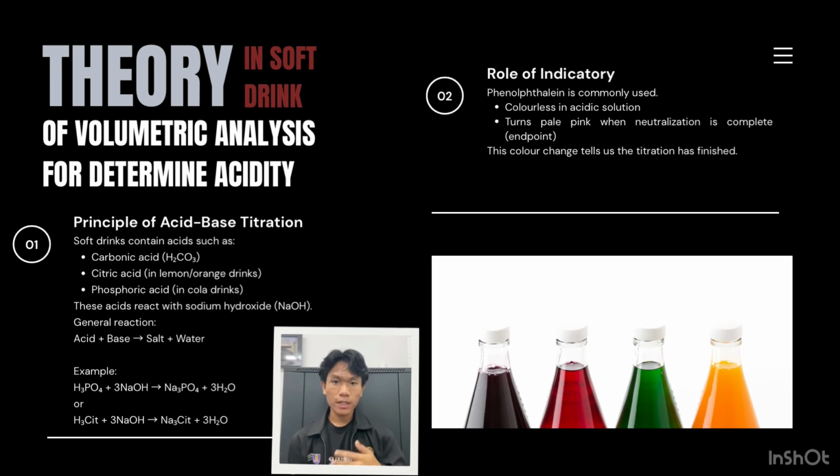To identify the endpoint of the titration, phenolphthalein is used as the indicator. It is colorless in acidic solutions, but it changes to a faint pink color when the solution becomes slightly alkaline. This permanent pale pink color indicates that the neutralization reaction is complete.